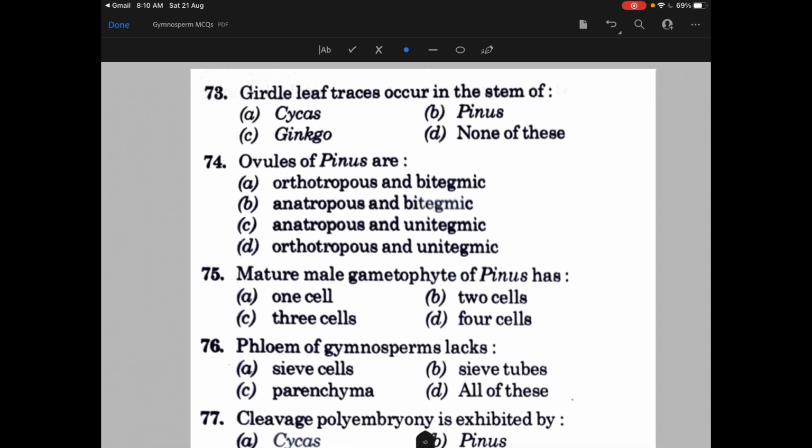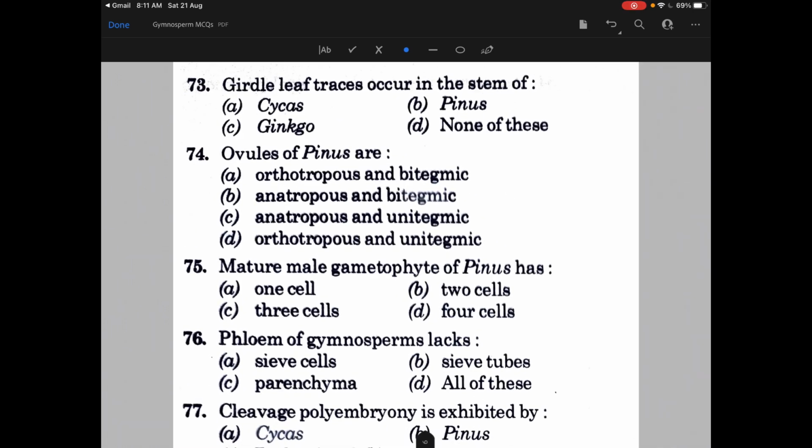Next, girdle leaf traces occur in the stem of a dash. The answer is A, that is Cycas. You can also find such type of leaf traces in case of coconuts also.